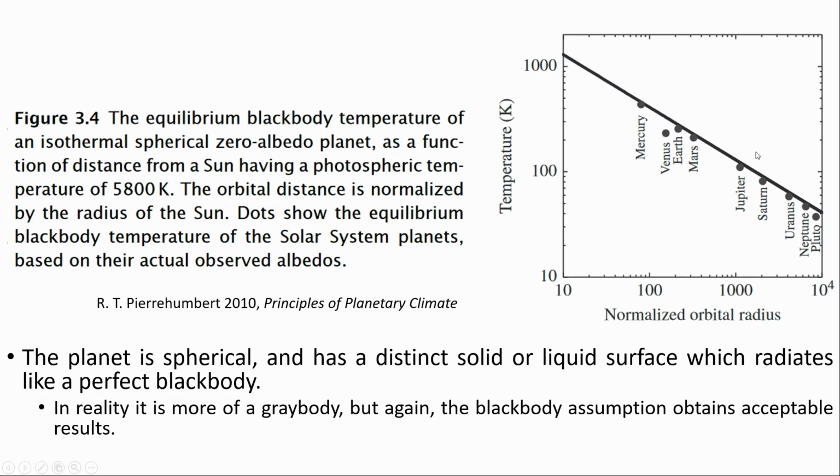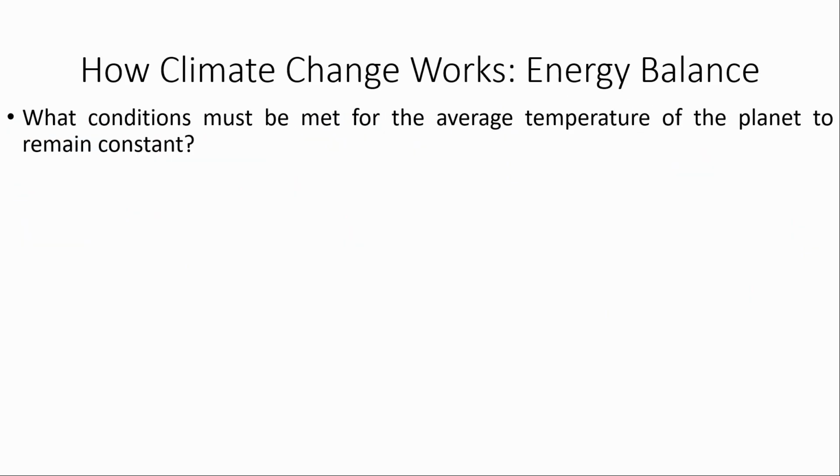They're slightly lower because they do in fact have albedo, and we can see that Venus actually has quite high albedo. We'll talk more about that in other videos, but we can see that if they were perfectly acting as black bodies, if they had no albedo, they would lie right on this line, but because of the albedo they lie somewhat below it, but not by very much. So again, this black body assumption tends to get acceptable results.